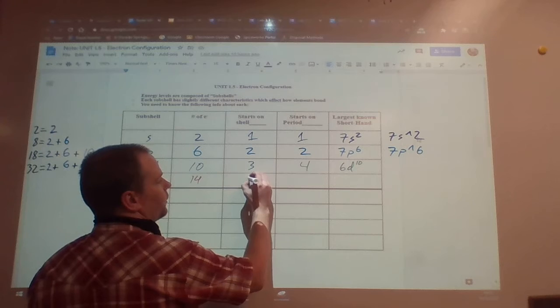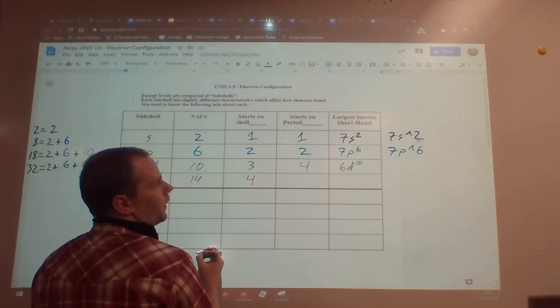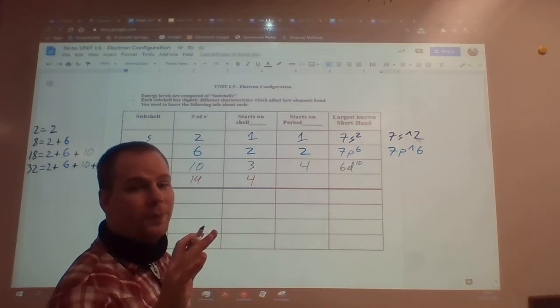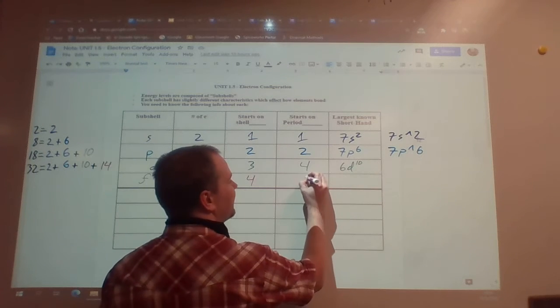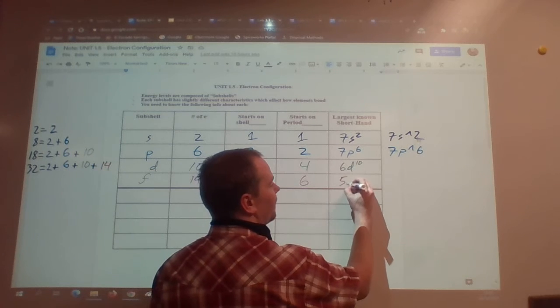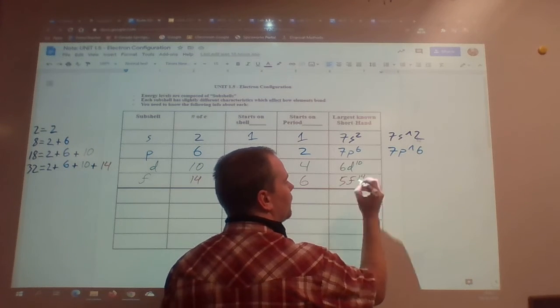It first shows up on energy level 4, but the F subshell does not show up on the periodic table until period 6. And its largest known shorthand is going to be 5F14.